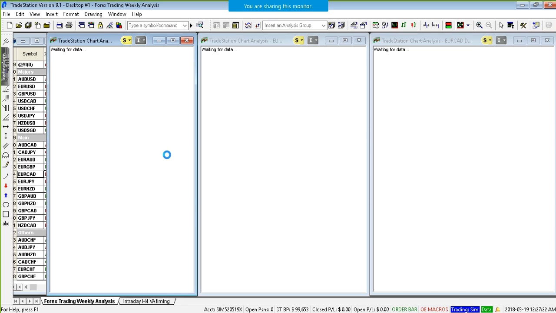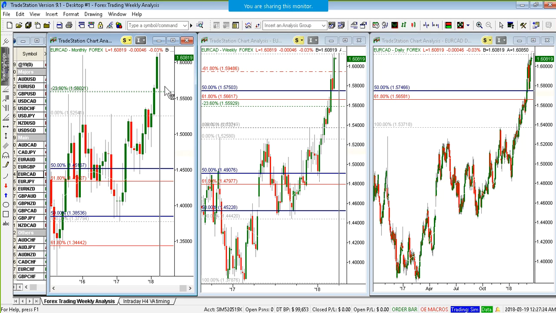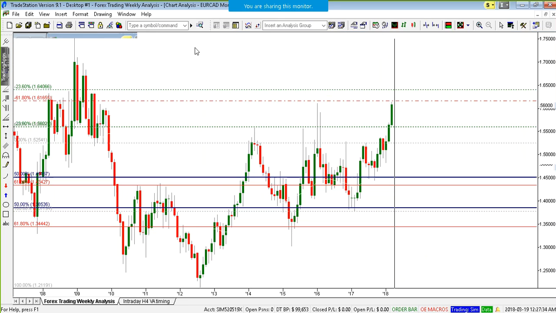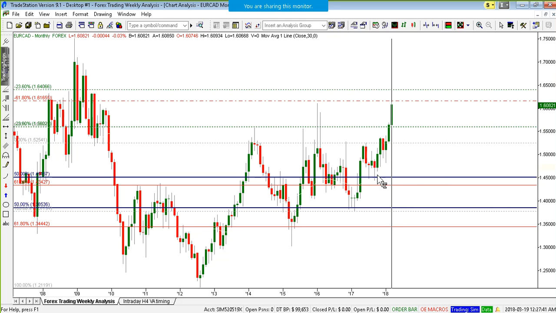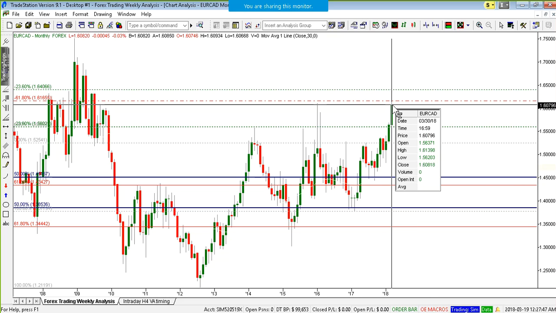Euro Canadian dollar, the weakness of the Canadian dollar of course has kept pushing this price higher, almost 161. Makes it difficult also when you travel back from Canada to Europe. The first target, the second target of the inner measure move here on the monthly, it's very close. It's 161.65.